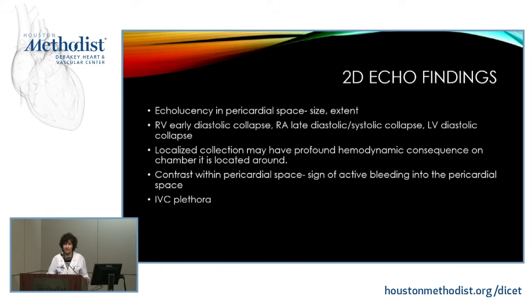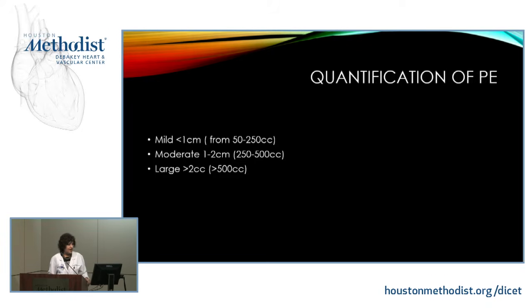pericardial pressure is going to be the one which is at the lowest pressure in the cardiac cycle at that time. And secondly, if there is a collection right over the cardiac chamber, it is compressing it mechanically. And then we also use contrast, and sometimes we have had good luck in post-op patients where we have actually picked up signs of active bleeding as the pericardial space lights up with contrast. And of course, the IVC plethora.